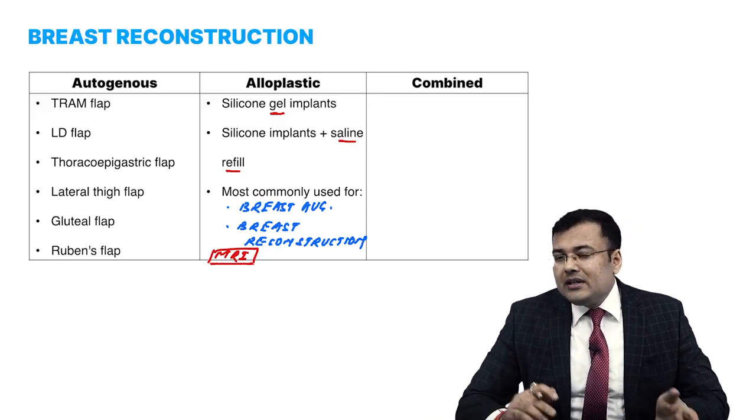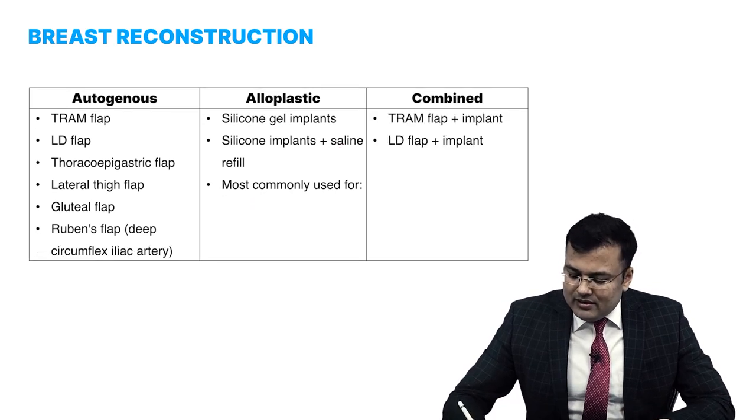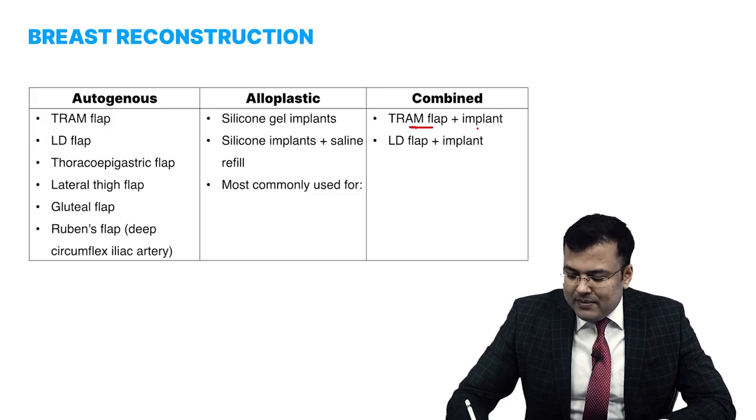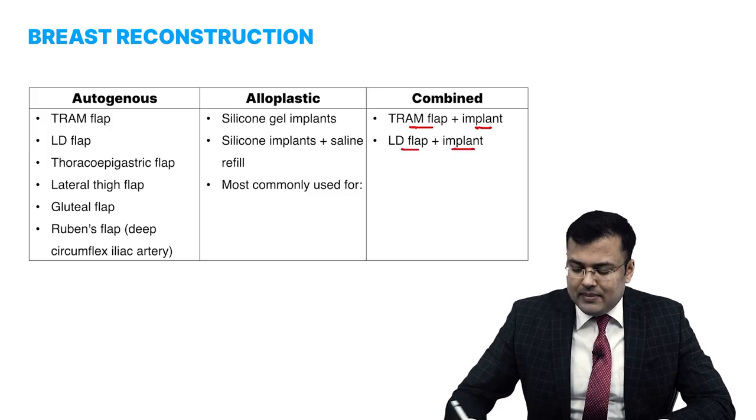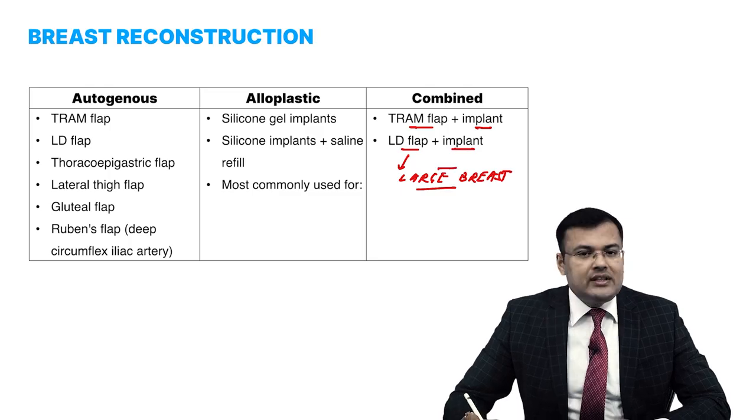So this combined method is used for females who are having large breast. In the combined method, what we are using: TRAM flap plus implant, LD flap plus implant, and this is used for the patients who are having large breast. So to restore the symmetry, we are using this combined method.